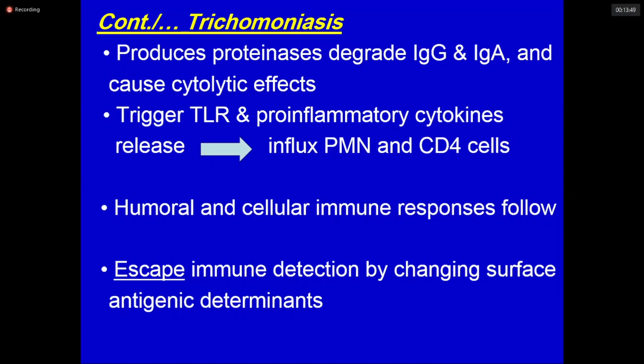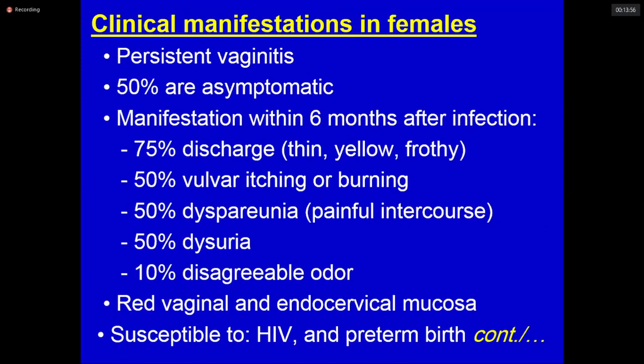So they can escape from the immune system. The clinical manifestations in females, this is very important and you should know it carefully. This parasite can cause persistent vaginitis. It has a lot of resistant factors. We said it is the most resistant of protozoan.